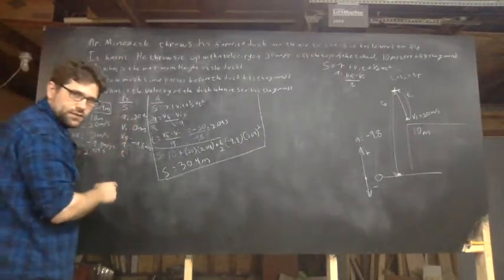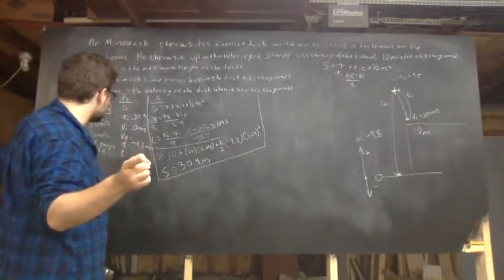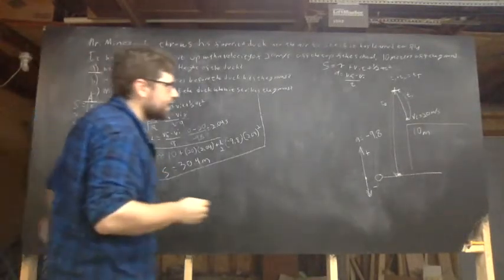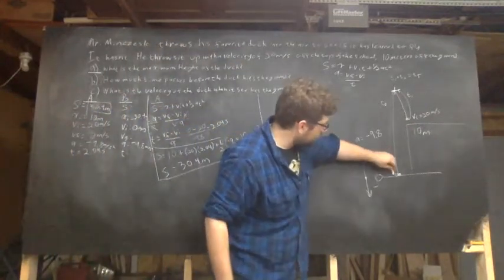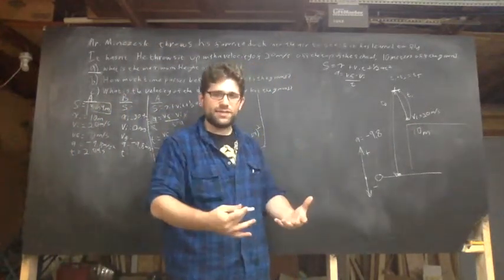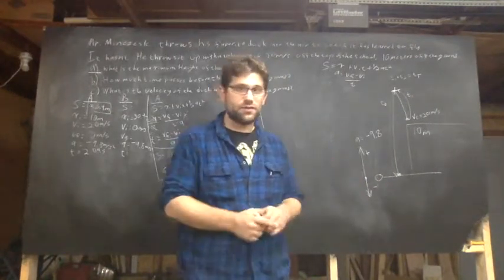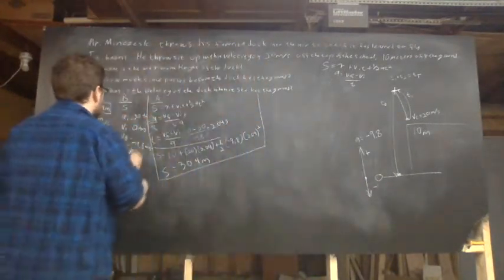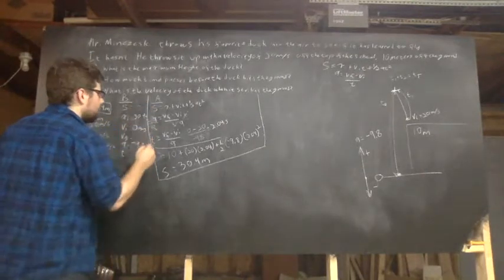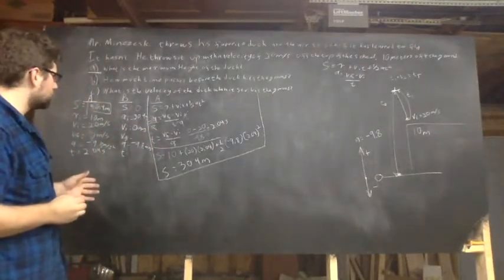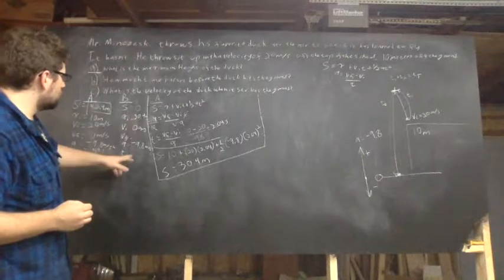Do I know S? I actually do know S. That's very useful. S is going to be where it hits the ground. S is where it ends up. Because I've set my ground to 0, I know S. That's fantastic. So, S is 0. So that should result in some interesting numbers.